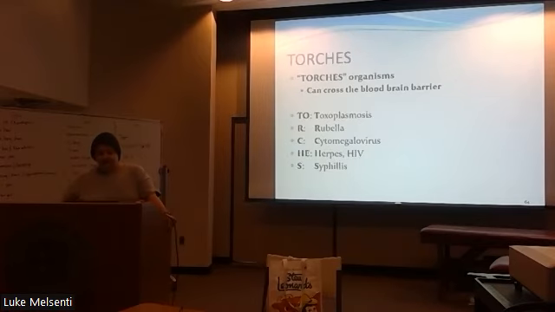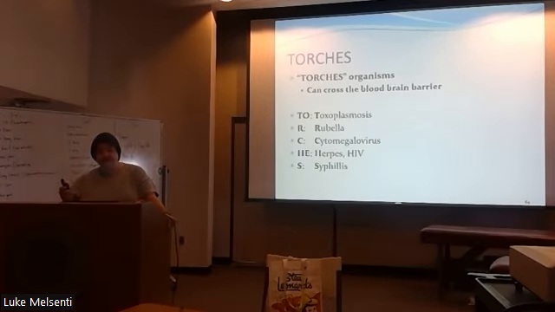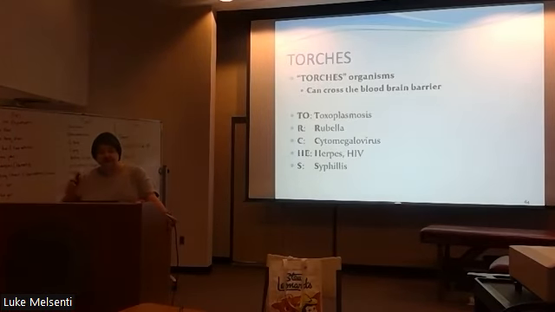Torches, okay? So this is the TORCHES organisms. Here's your list. These are the organisms that can cross the placental barrier. Toxoplasmosis, we haven't talked about yet. Rubella, cytomegalovirus, we haven't talked about yet. Herpes and HIV, and syphilis. So I threw it in here because the first one we get to was syphilis. This is a good memory slide.